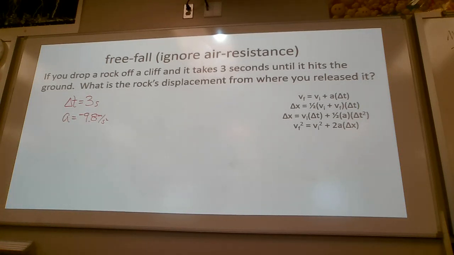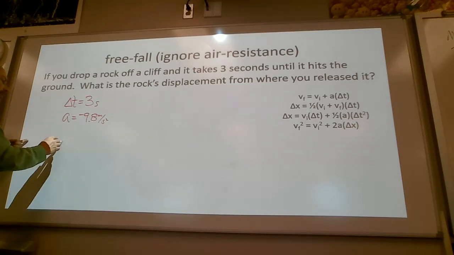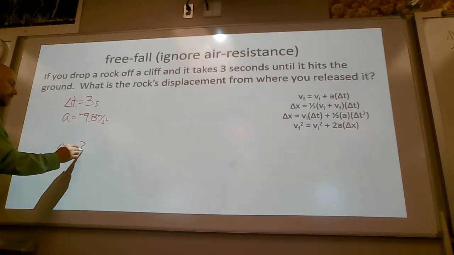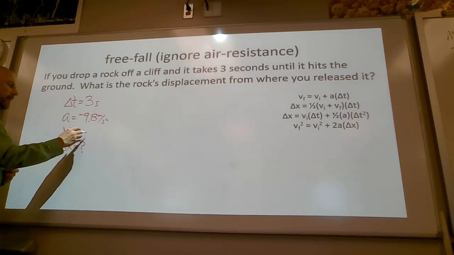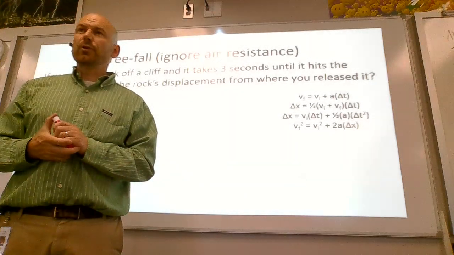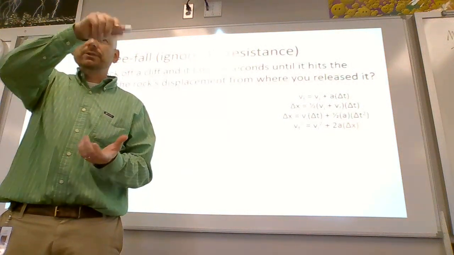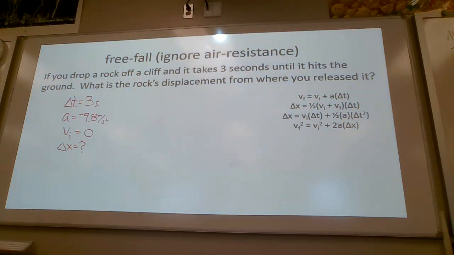Okay. What else do I know? I do know x initial. I'm just going to say I'm looking for displacement overall. I need one other. Initial velocity is equal to 0. If you drop something, we're going to assume it's from rest. You remember the skydiver? The unfortunate skydiver? Okay. Start at rest. Good with that? Okay. So here are our variables.